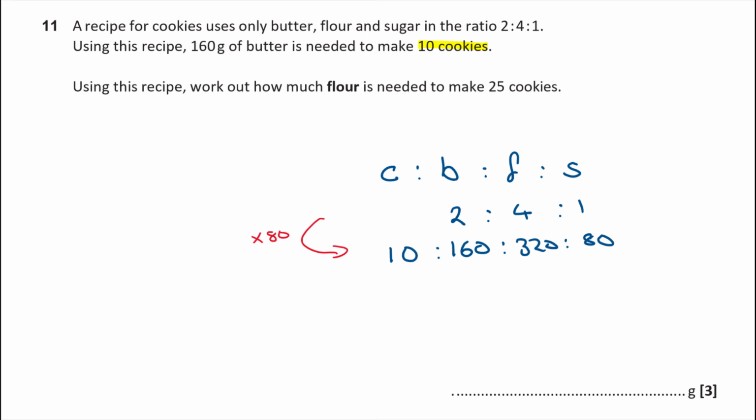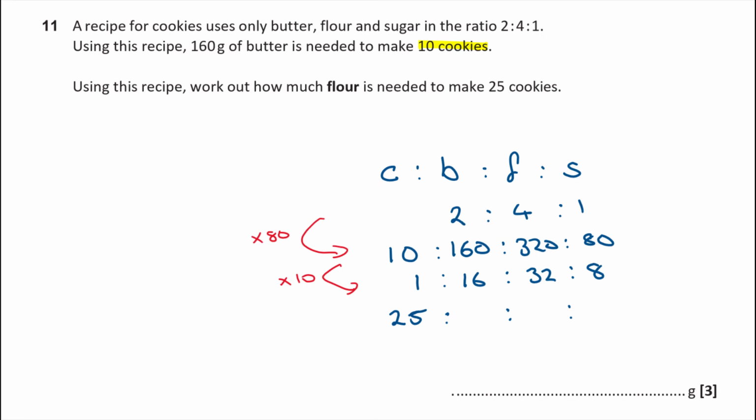Now I want a recipe for 25 cookies. Okay, 25 cookies. So I want to go from 10 to 25. Now 10 doesn't neatly go into 25, but I could go via another number. I could either divide by 10 and find the amount for 1 cookie. Let's do that then. Let's find 1. So we're going to use the unitary method. So if I divide the number of cookies by 10, that will give me the recipe for 1 cookie. So 1 cookie is going to be 16 grams of butter, 32 grams of flour, and 8 grams of sugar.